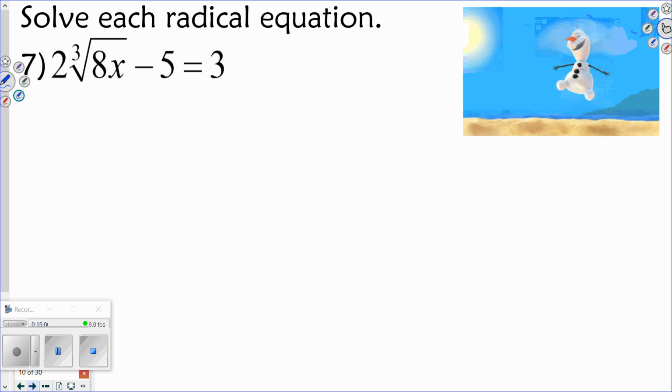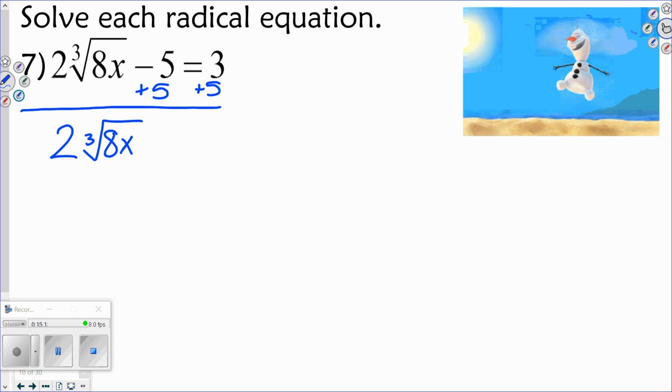All right, number 7, what do I do first? Add the 5. There you go. Don't ever divide first unless that's the only number you have to move, right? We always add or subtract and move them out of the way first. So 2 times the cubed root of 8x equals 8. Then what? Divide by the 2. We can't cube both sides until it is completely by itself. Right. Now the radical is totally by itself.